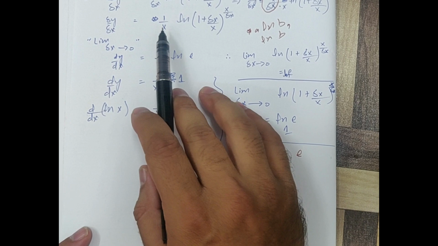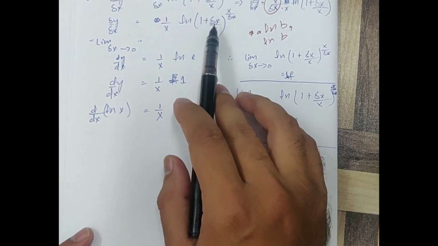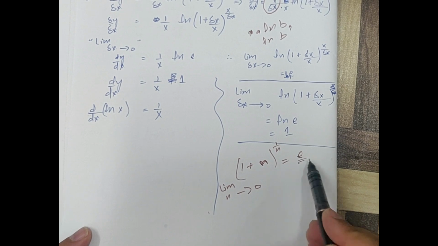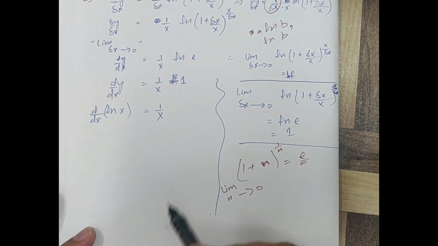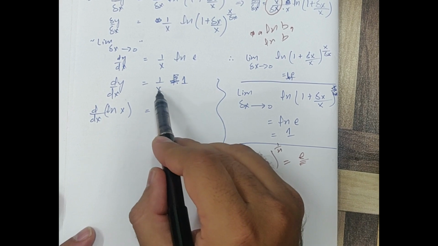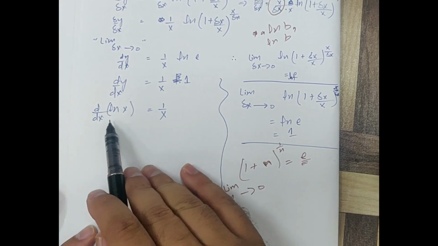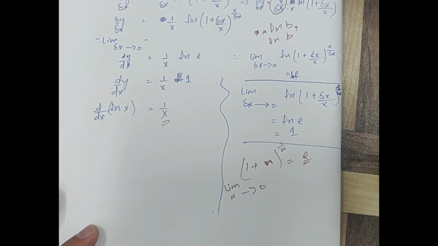So what happens, 1 over x times this is equal to e, this is equal to Euler's e. So log of e is equal to 1, so this becomes 1, and so the derivative of natural log of x is equal to 1 over x. So that's the proof.